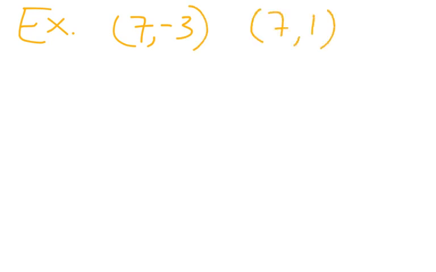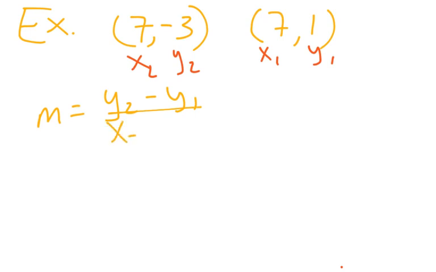And again, you can pick whichever point you want to be point 1 and point 2. Sometimes there's clearly a better way to pick it. A lot of times it isn't, and it shouldn't matter. I'm going to make this point 2 and this point 1. Here's my formula. y2 minus y1 over x2 minus x1.